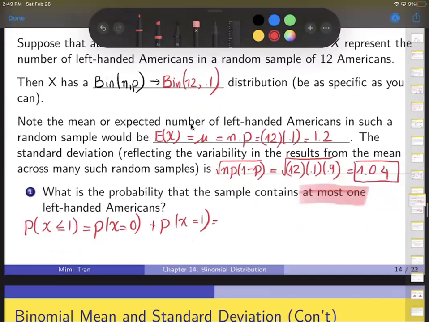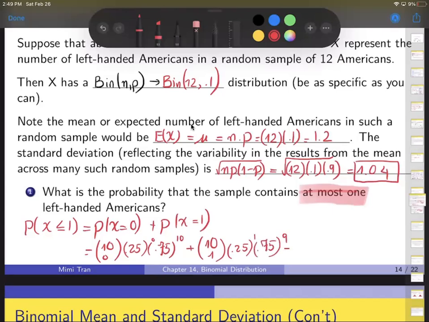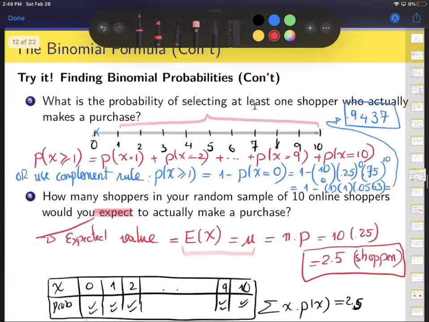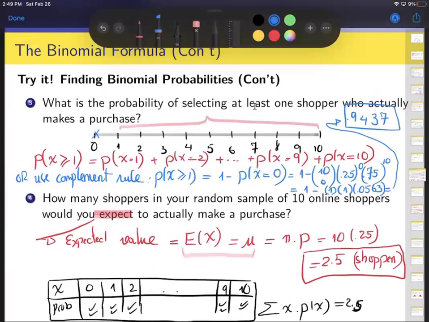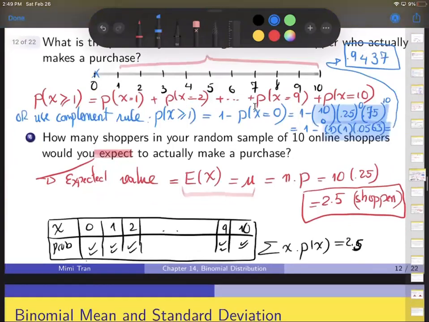Well, you plug it in, right? What's P of X equals 0? That means 10 choose 0, 0.25 to the 0, 0.75 to the 10, plus 10 choose 1, 0.25 to the first, X is 1 here, 0.75 to the 9. You plug it into your calculator. Well, the 10 choose 0 part, I think we did up here. Let me remind you right there. So we got 0.0563.